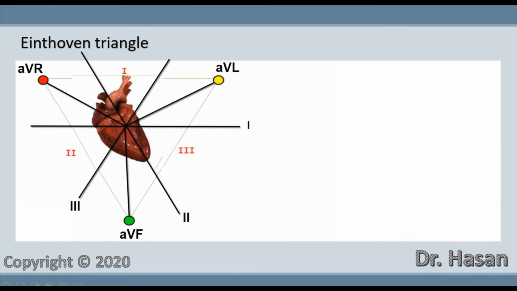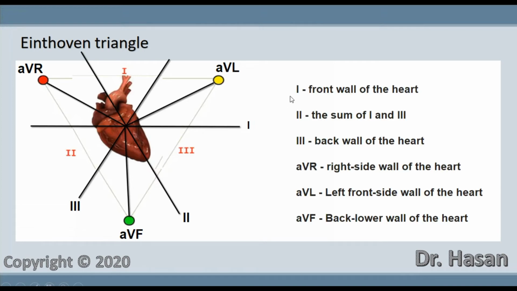Let us more specifically consider which lead is responsible for which part of the heart. Lead 1 is responsible for the front wall of the heart. Lead 3 is responsible for the back wall of the heart. Lead 2 is the sum of the first lead and the third lead. AVR is responsible for the right side wall of the heart. AVL is responsible for the left anterolateral wall of the heart, or in other words, the left frontal side of the heart. AVF is responsible for the back lower wall of the heart.